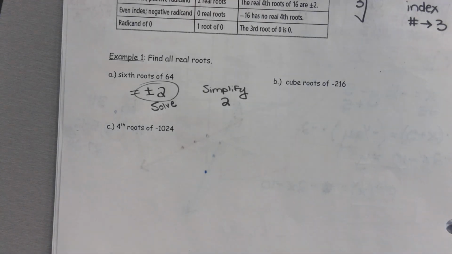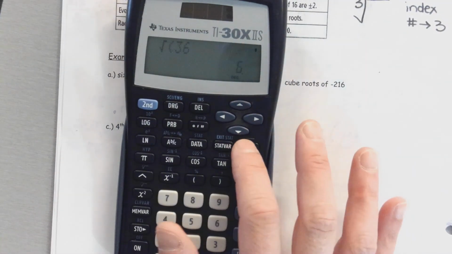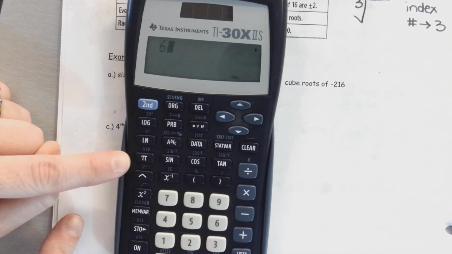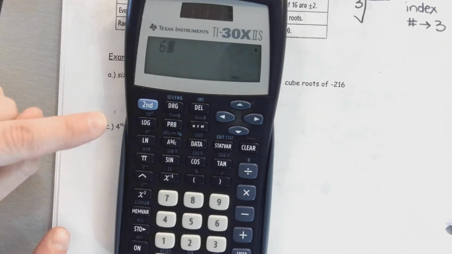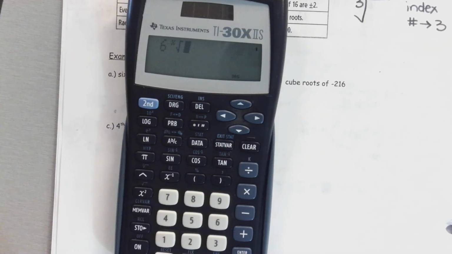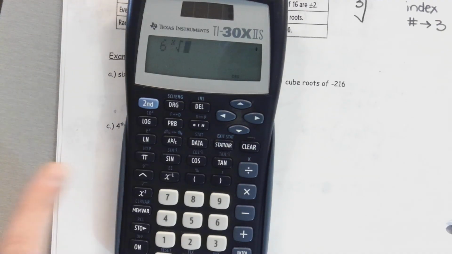All right, let's say you have one of these calculators. It's very similar. I want a 6th root, so I'm going to type the number 6. And then the root key you need is above the caret key. So if you have this one, you're going to hit 6, then 2nd caret key, and then you're going to type in 64. And it gives you the same thing.